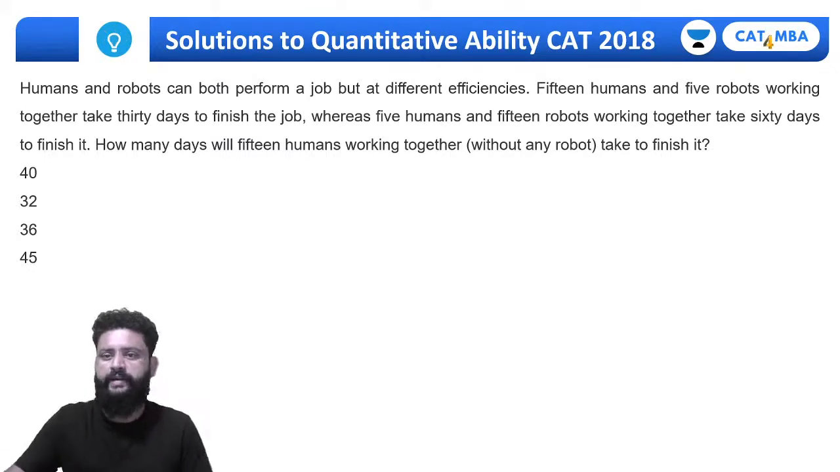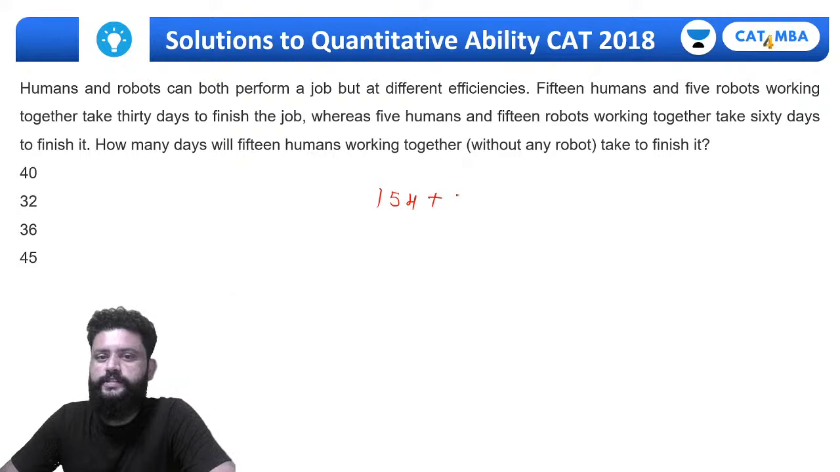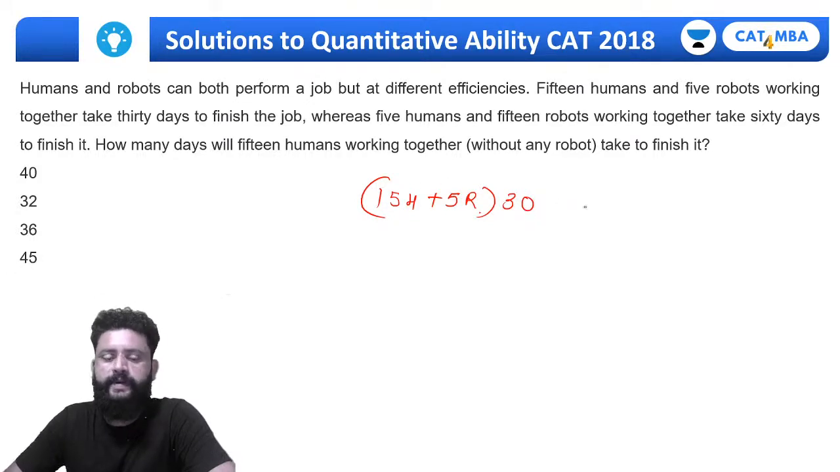तो 15 ह्यूमंस एंड 5 रोबोट्स. आई वांट यू टू सॉल्व इट. चलो क्विकली डू इट. 15 humans and 5 robots working together take 30 days to finish the job. This is number of men into number of days. Then whereas 5 humans and 15 robots working together takes 60 days to do the job.